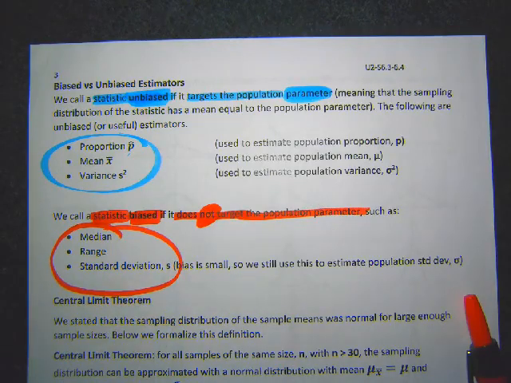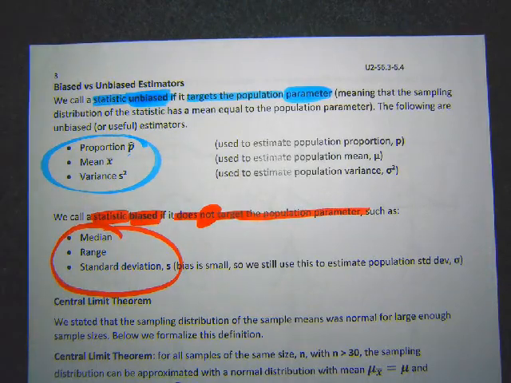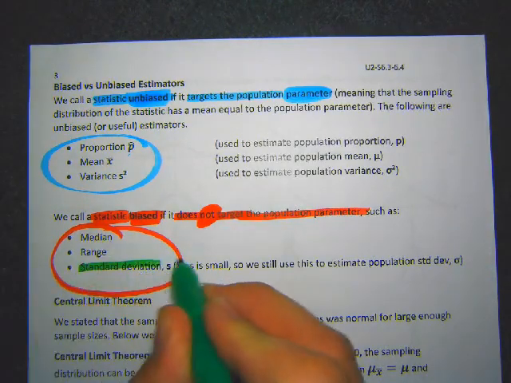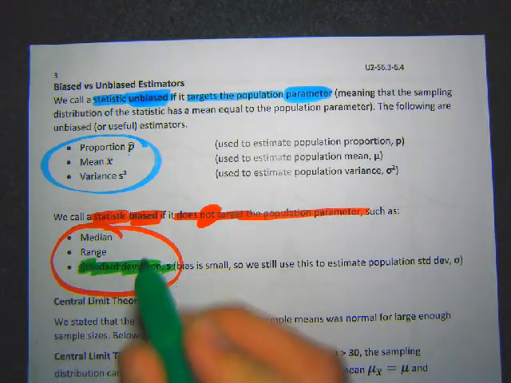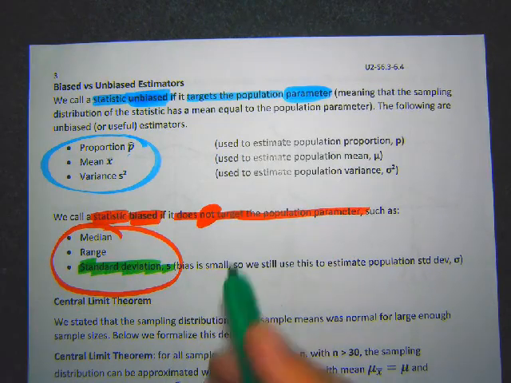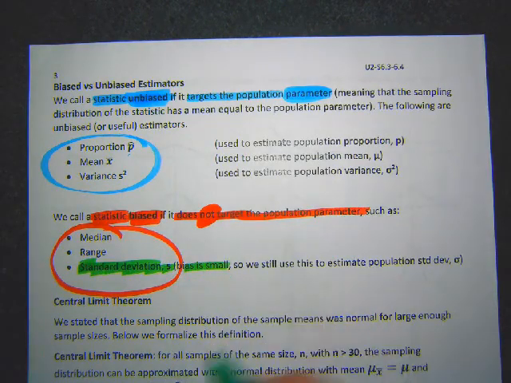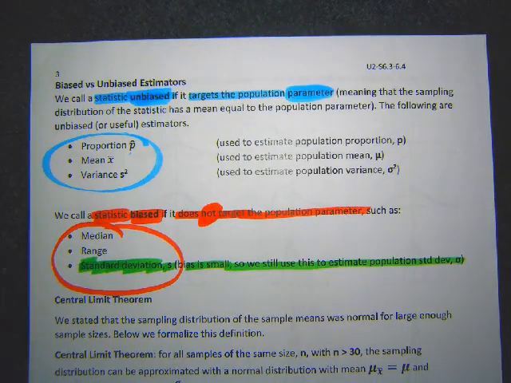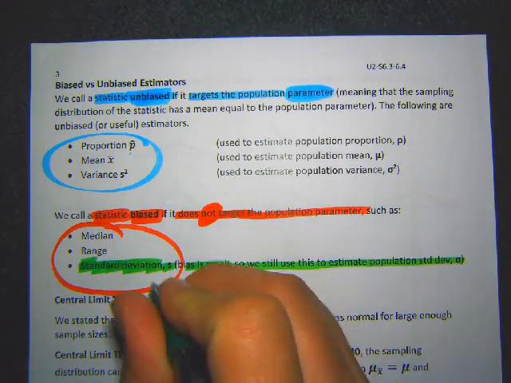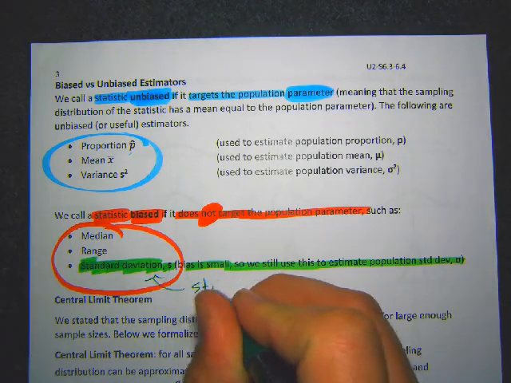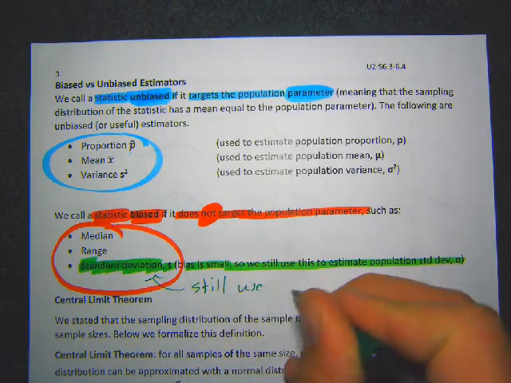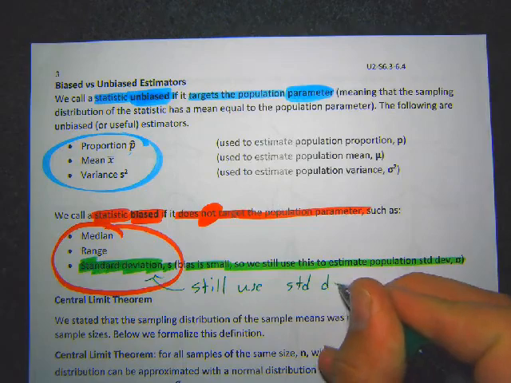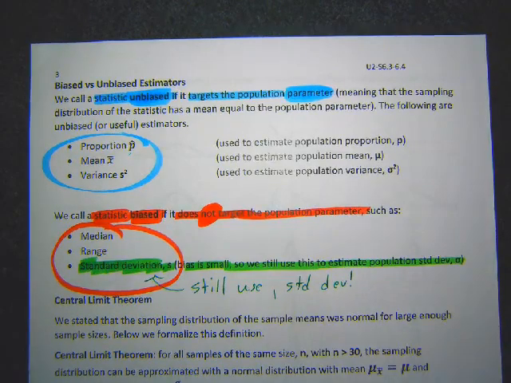Standard deviation is not good, but we'll actually give it a pass. So standard deviation is biased, and so it does get messed up a little bit by samples versus populations. But it's a small bias, so we still use it, even though it's not the best. So we'll actually do that throughout the rest of the semester.